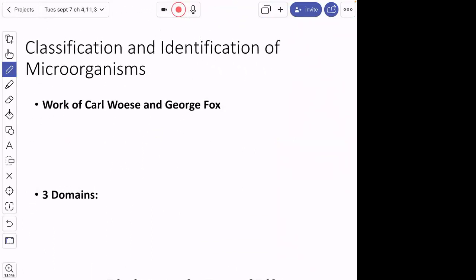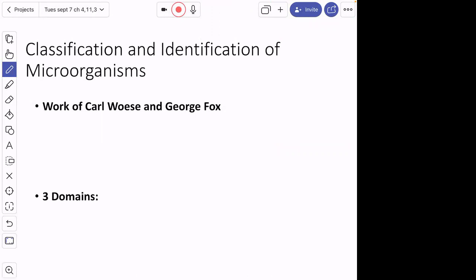So like I said, we're putting more emphasis on looking at genetic comparisons, especially, and that's primarily due to the work of Carl Woese. And sometimes we give credit to George Fox. He was in Carl Woese's laboratory. This is some work that they did in the 1970s, where they sequenced the ribosomal RNA of many organisms.